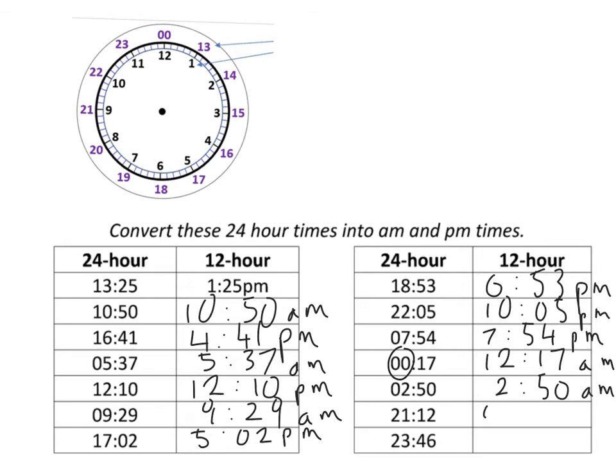Okay, take away the 12, 9, 12 p.m. And the last one, 23:46, take away the 12, 11:46, and that is p.m. Okay, now if you're finding this difficult, please look at that chart that had the 24-hour, 12-hour conversion chart, because it definitely will help you to complete these. Okay.